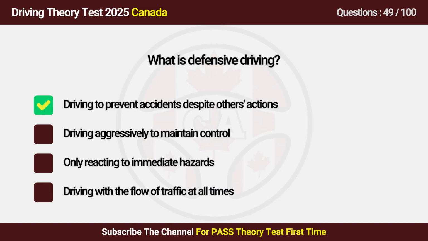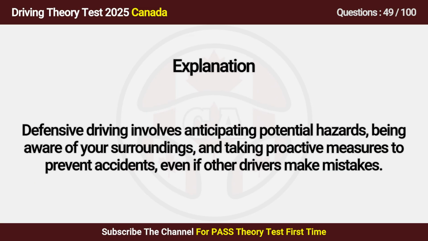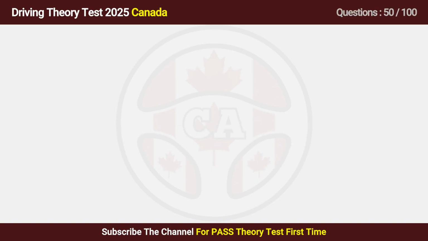Answer is A. Driving to prevent accidents despite others' actions. Defensive driving involves anticipating potential hazards, being aware of your surroundings, and taking proactive measures to prevent accidents, even if other drivers make mistakes.